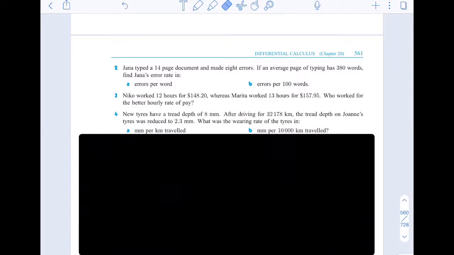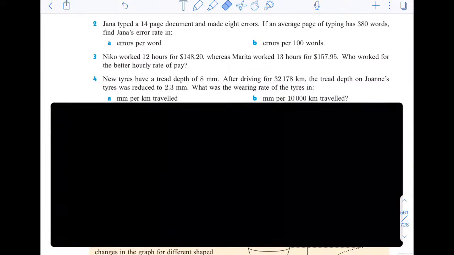All right, so next one says, new tyres have a tread depth of 8 millimeters. After driving for 32,178 kilometers, the tread depth on Joanne's tires was reduced to 2.3 millimeters. What was the wearing rate of the tires in millimeters per kilometer traveled? So it's giving us our rate that we want to compare. I want to compare millimeters per kilometer. So that'd be millimeters that has been reduced.